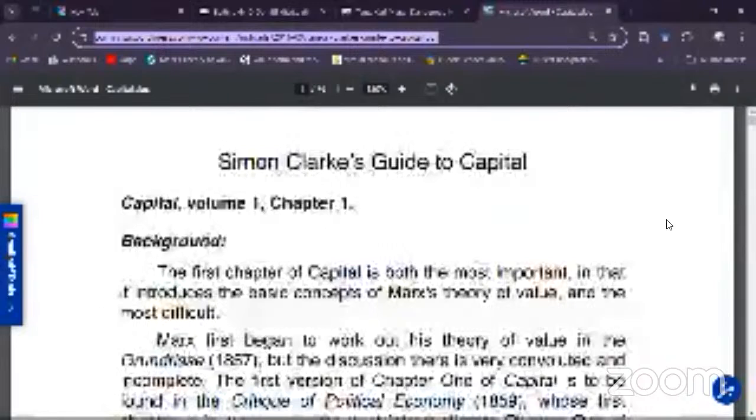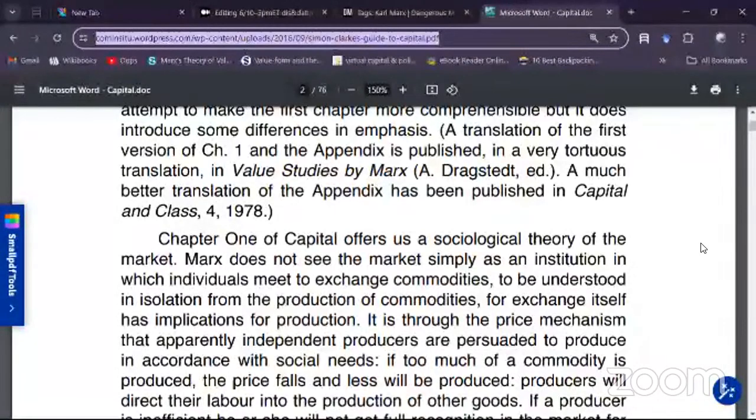Chapter 1 of Capital offers us a sociological theory of the market. Now, it's not purely sociology, and you don't reduce it to sociology, but it does look at the question of social relationships, unlike someone who would assume that the market can be abstracted into monetary terms or utils or something else. Marx does not see the market simply as an institution in which individuals meet to exchange commodities, like a village market town in the Middle Ages, to be understood in isolation from the production of commodities, for exchange itself has implications for production.